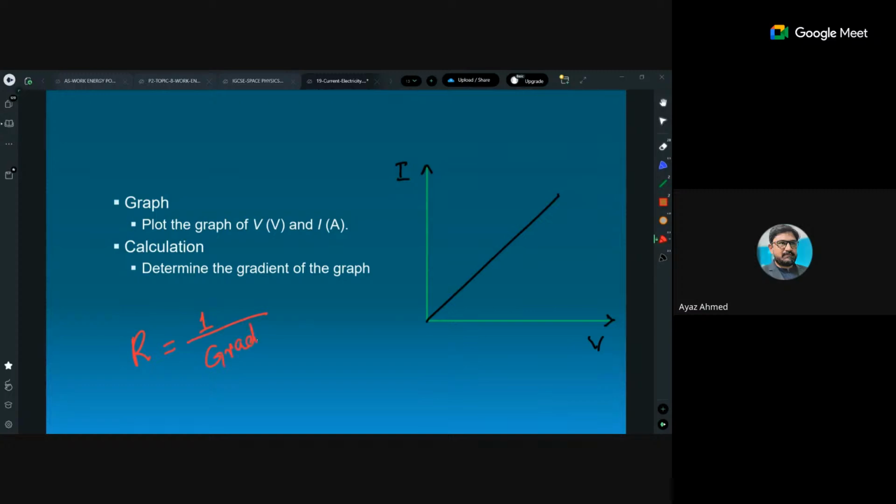Remember this. So पहला step क्या होगा? You will take gradient of that. Step number 2 में आप क्या करोगे? You will take 1 upon gradient, and that 1 upon gradient will be equal to resistance. So if the graph is in this way, steeper the graph, smaller the resistance. Yeah, let's say this is your circuit A, this is your B. So whose resistance is greater?